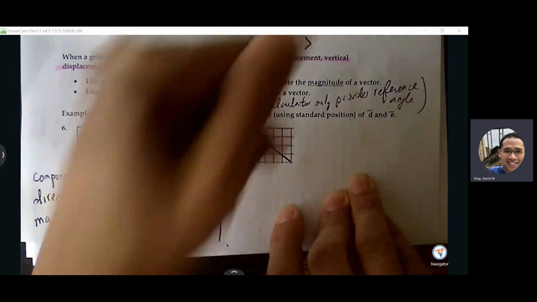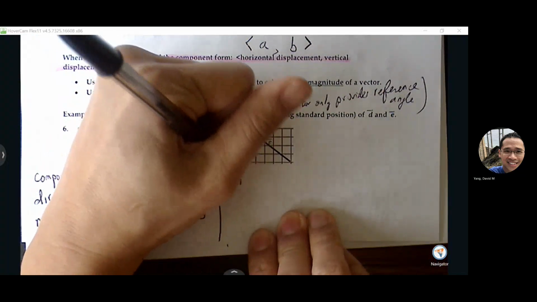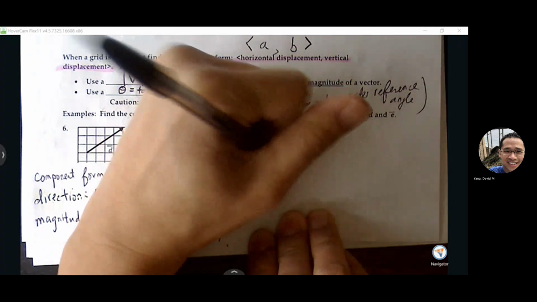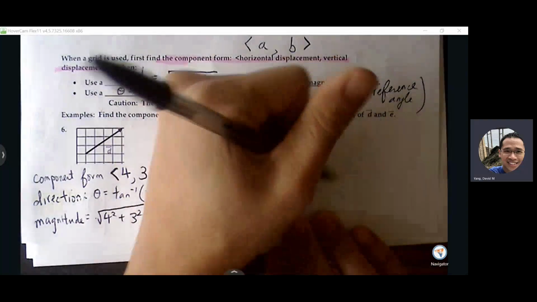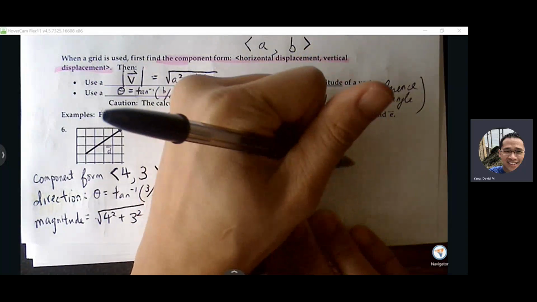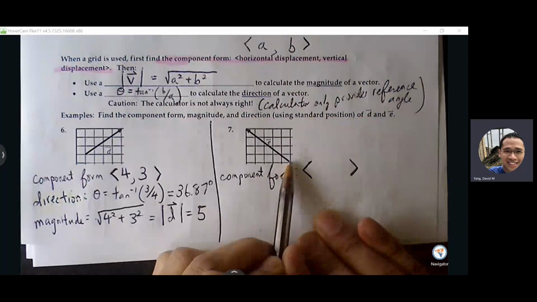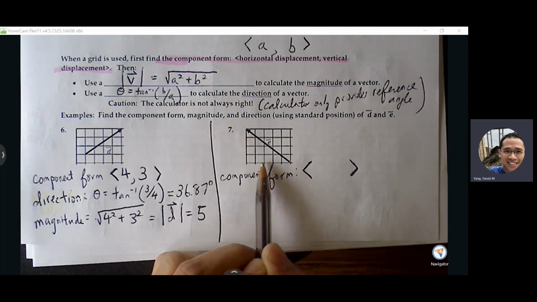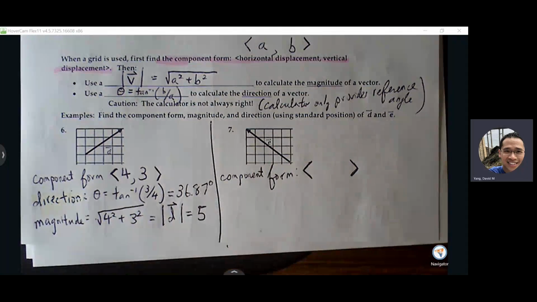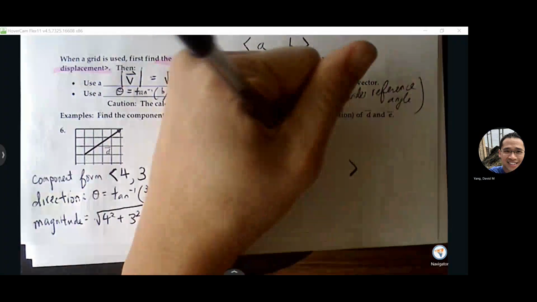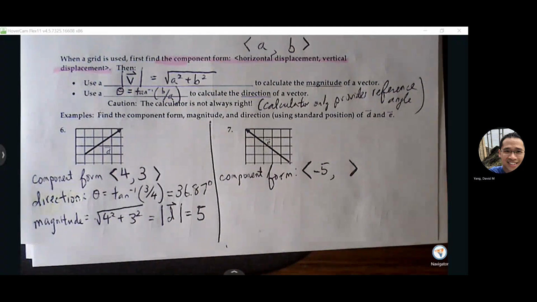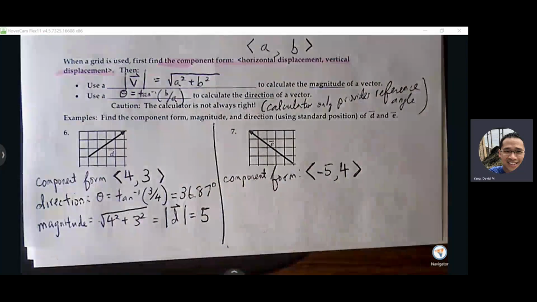All right, let's look at E here, component form. We always do horizontal movement followed by vertical movement. So which direction am I moving first? Left, 1, 2, 3. So how would you represent that? Good, -5. And then vertical movement, 4 units up, positive.